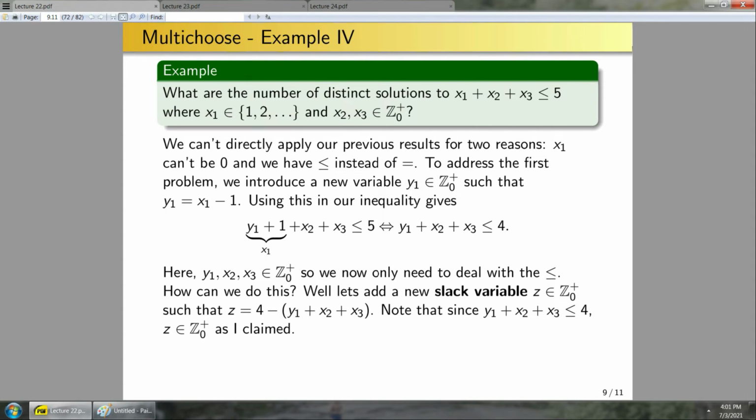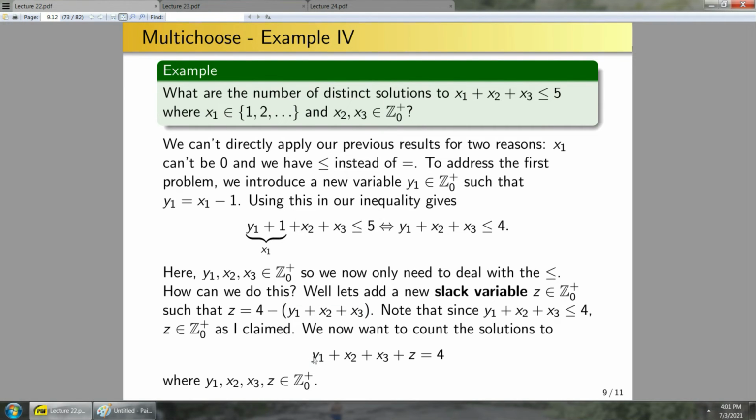So now how does this new variable help me? Well, if z is equal to this expression here, I can add this term to both sides, and I can restructure this as y1 + x2 + x3 + z = 4, where y1, x2, x3, and z are all in Z0+. I know how to solve this problem. That would simply be 4 multichoose 4, because I have 4 elements here, over 4 because I have a 4 on this side. But why does this equation have the same number of solutions as this inequality?